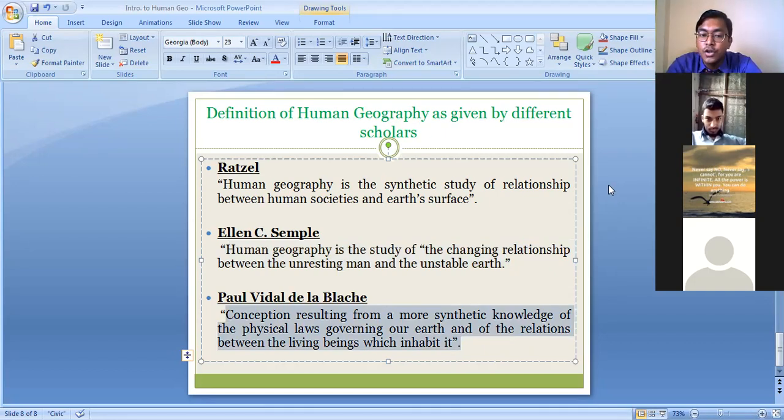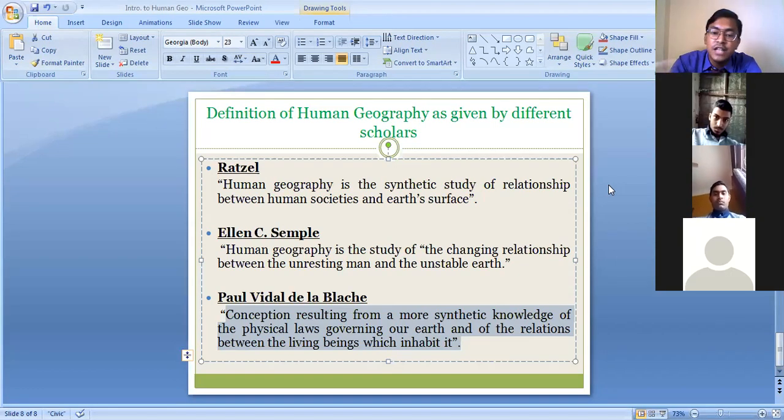of the physical laws, that is the physical environment which governs our earth, and of the relations between the living beings which inhabit it. So Paul Vidal de la Blache said that human geography is basically the conception, the idea, which is an outcome of the detailed study of the knowledge we get from the physical environment, and also the relation between the living beings, that is the human beings, which inhabit this physical environment.